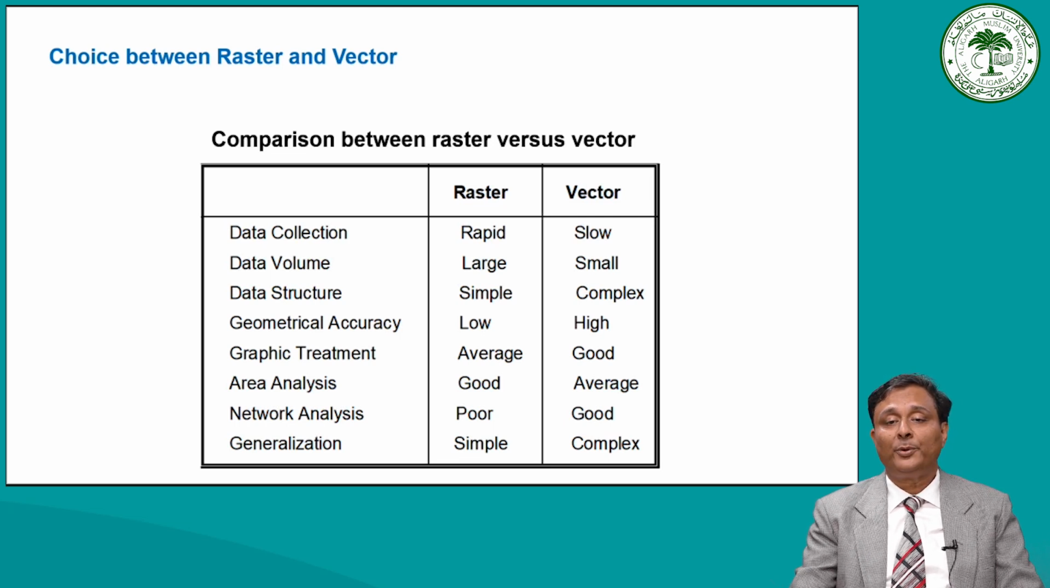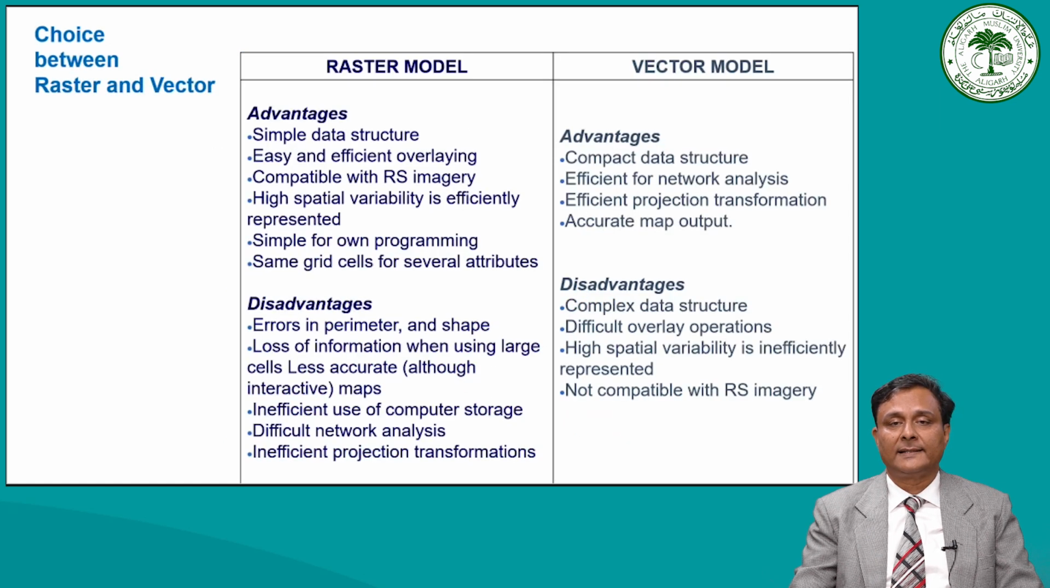However, the computing times of overlaying vector-based information can be excessive, and polygon overlay routines are error-prone, expensive, and slow. So all in all, I would say that it depends on our choice as to which one would suit our requirement and our analysis. This is the comparison between the raster and vector data model.